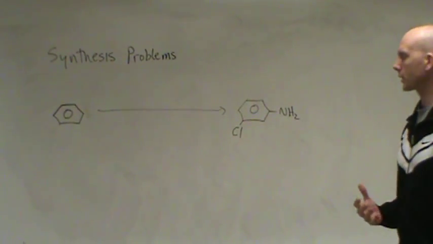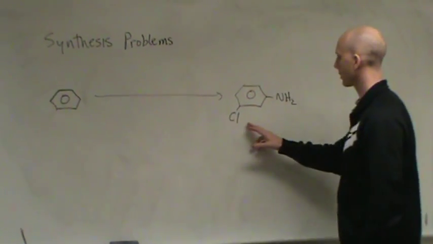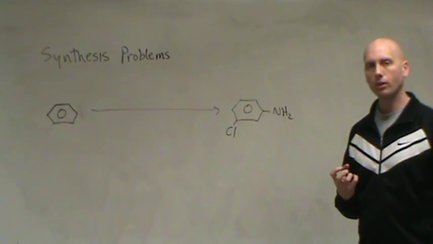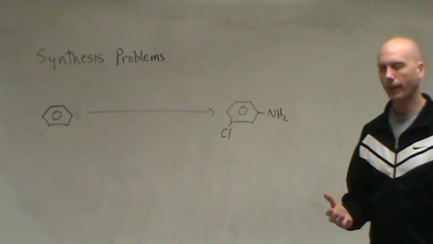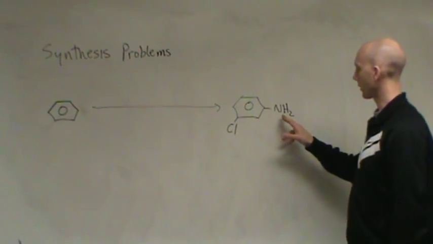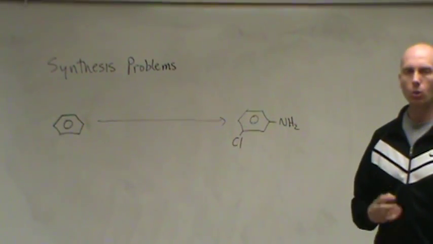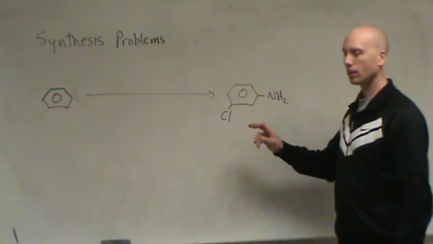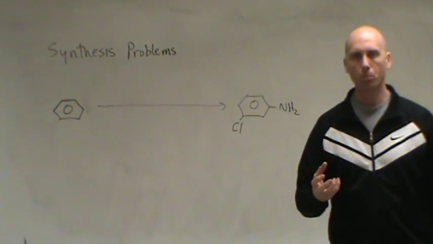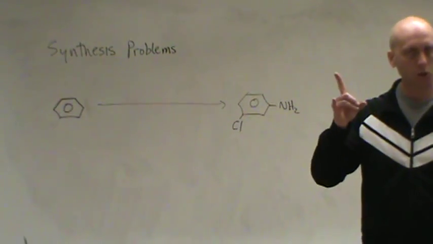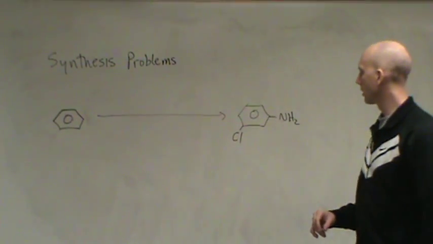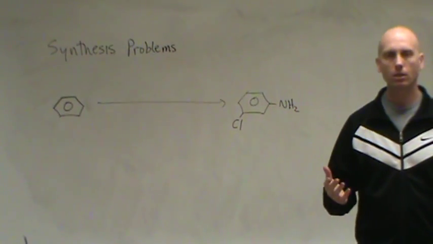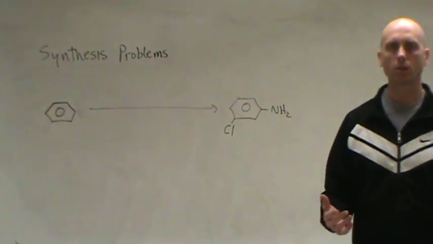Again, the two questions: what is the relationship? They are meta. Which one do I put on first? The meta director. Well, what are they? NH2 is what? An ortho-para director. Chlorine is what? An ortho-para director. Remember, also a deactivator. So what am I going to do here? Am I stuck? Do I say it's impossible?